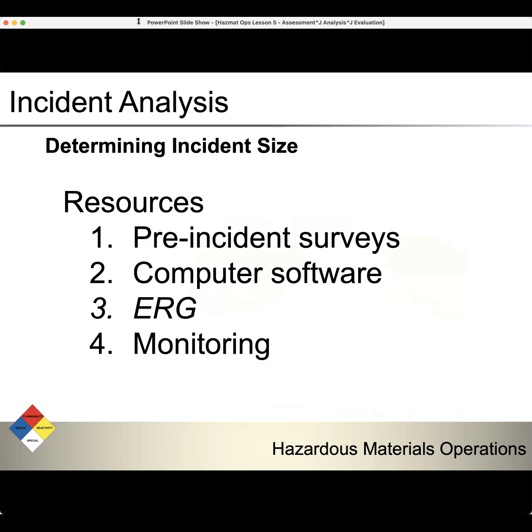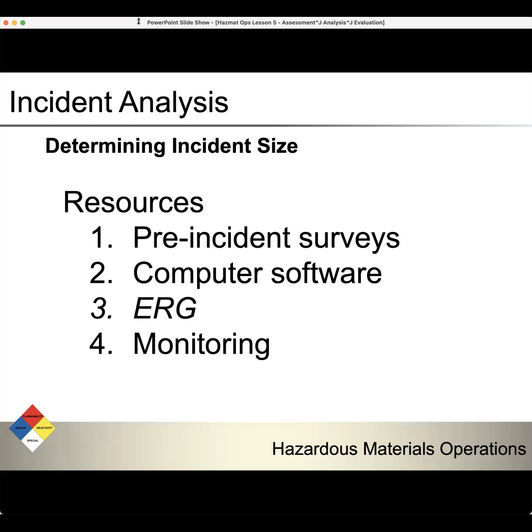All right, so that's how hazardous materials get out of their container and what they do once they're out. Remember, its chemical and physical properties will determine what it does once it's outside its container. So the next thing we need to do is determine the incident size. How are we going to do that? We're going to use our resources.